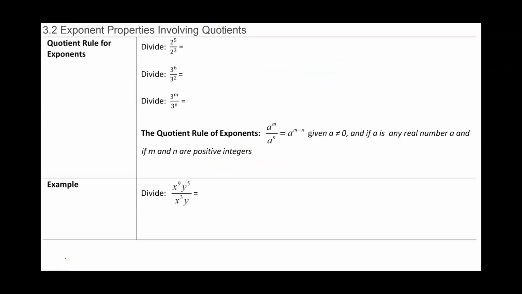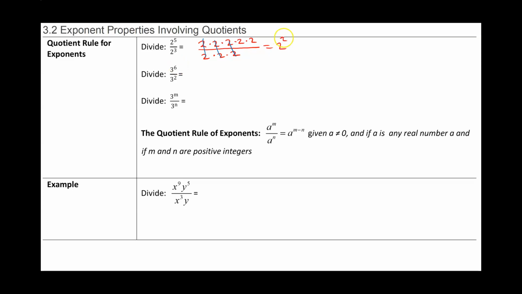In 3.2, we talk about exponent properties, but this time instead of using products, we're using quotients, which means we're dividing, whereas products are multiplying. So let's take a look. 2 to the 5th means we have 5 2's being multiplied together, divided by 2 times 2 times 2. Now, anytime we divide a 2 by 2, we can cross those out. So what we're left with is 2 times 2, which is 2 squared.